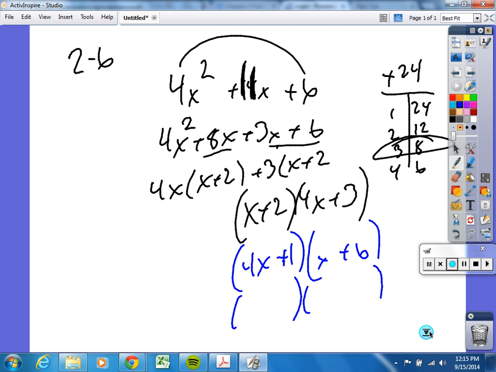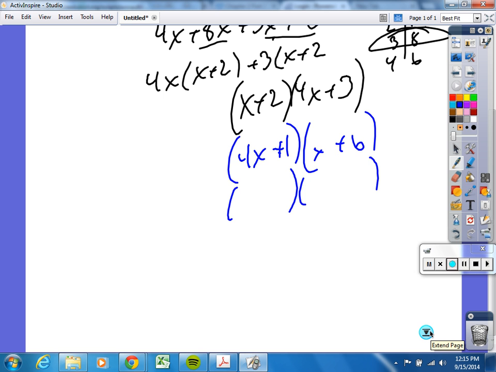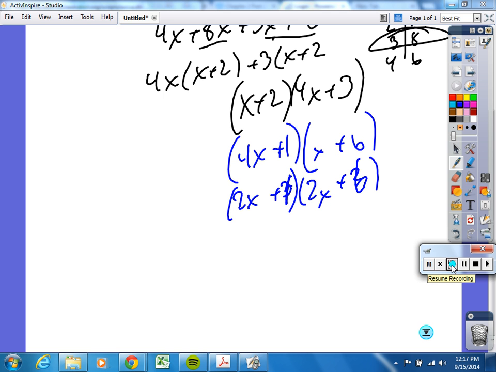Is the only way to get to 4x squared by 4x and x? What's another way? 2x and 2x, and then I could either have a 2 and a 3, or a 3 here and a 2 here, or the 1 here and the 6 here. You get the idea, correct? That involves 1/2, or 3/2, if that was the case. Those are possibilities. Well, today, we are going to start with the possible rational zeros test.